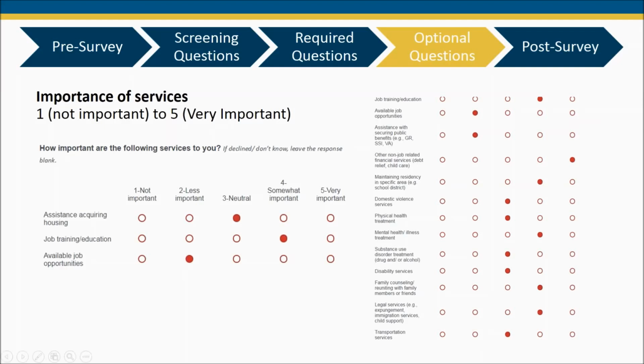And you can list all the services that we are showing through the screen or the paper survey, if you will, and let the youth choose, rate them based on number, the scale from 1 to 5. And if they say declined or don't know, you can leave the response blank.